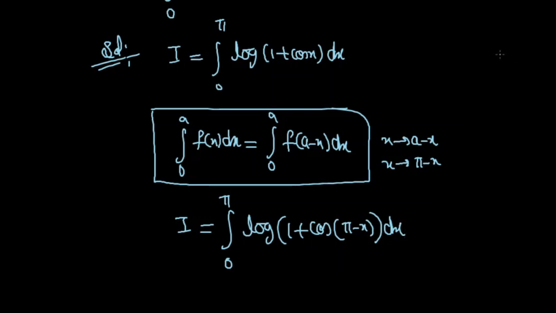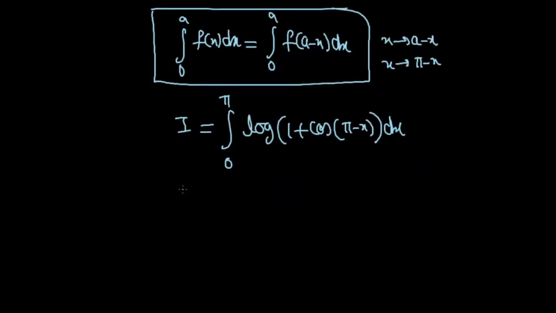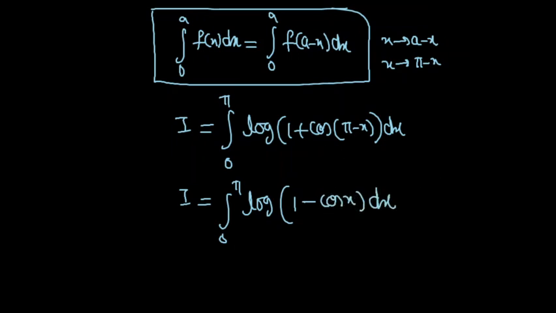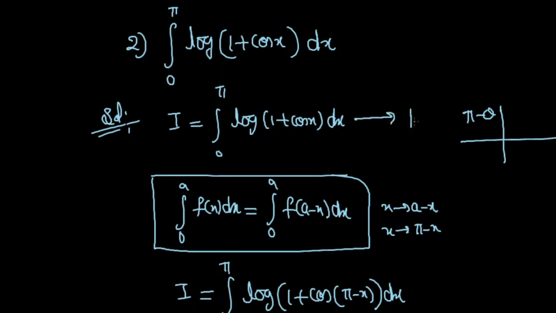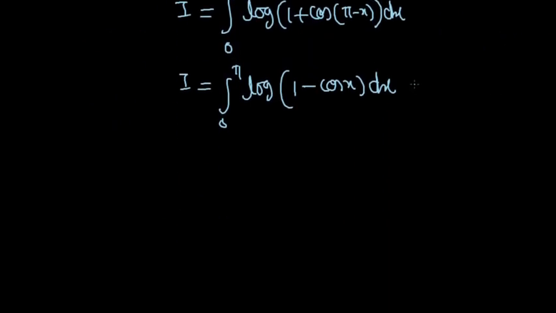Pi minus theta lies in which quadrant? Second quadrant. In the second quadrant, sin is positive, cosecant is positive, and the remaining are all negative. So cos is negative, and you can write I is equal to 0 to pi log of 1 minus cos x dx. Because of pi minus theta, cos becomes negative. Now this is equation 1 before applying the property, and equation 2 after applying the property.